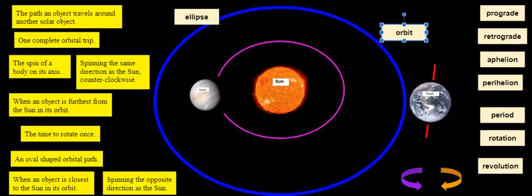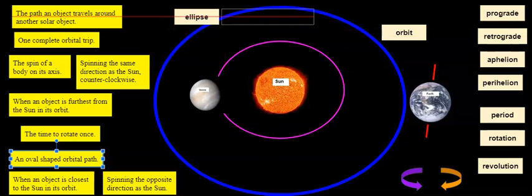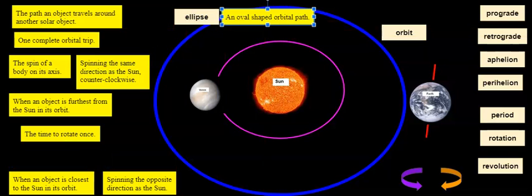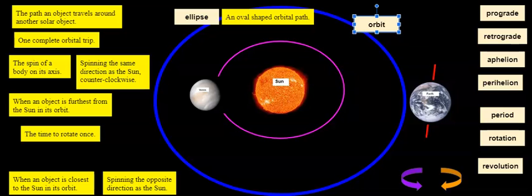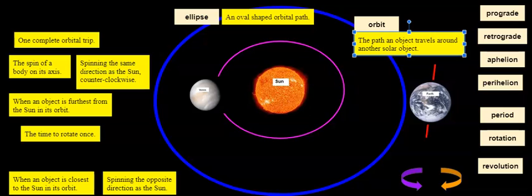So let's take our first two terms here and match them up. So let's find the one for the ellipse. There we go. Let's go ahead and match this up here with the ellipse. Okay, and the ellipse is an oval-shaped orbital path. And orbit is the path an object takes around another solar body. So in this case, the Earth is orbiting the sun, and Venus is orbiting the sun.